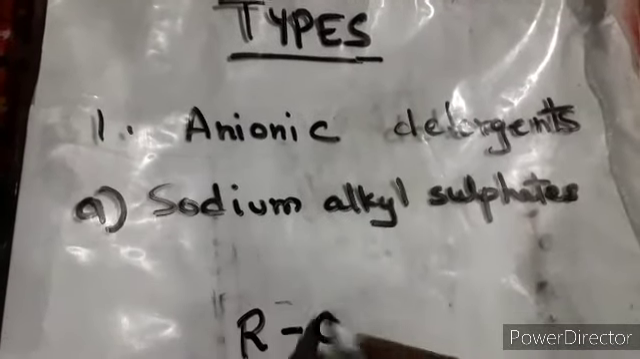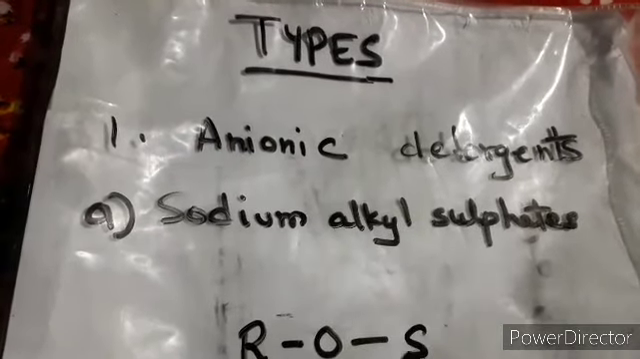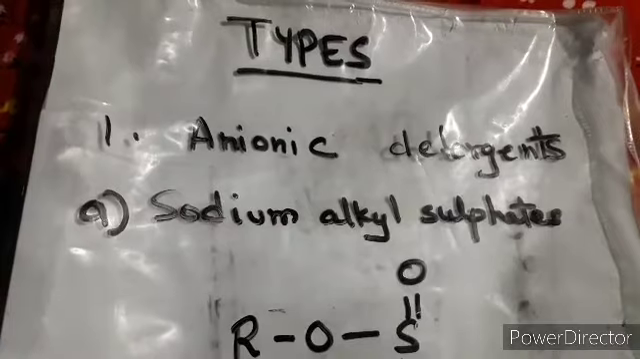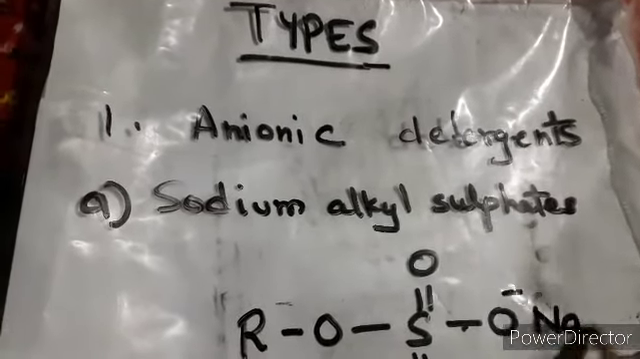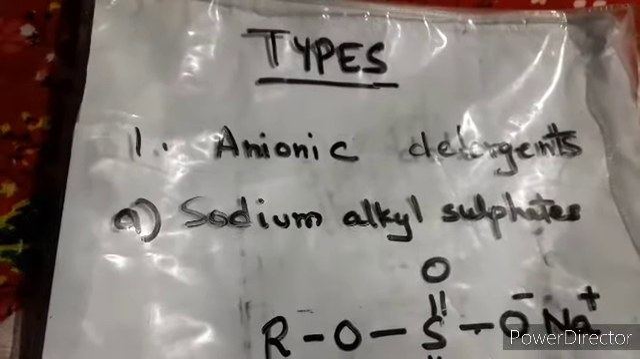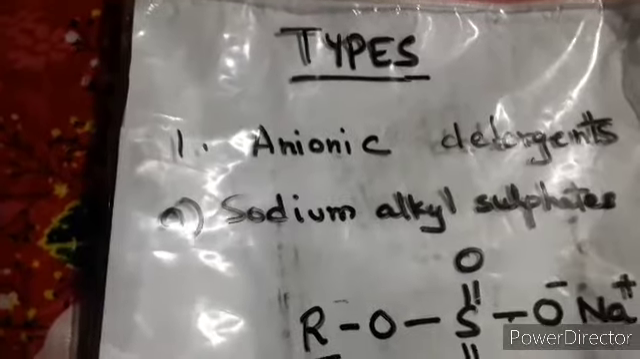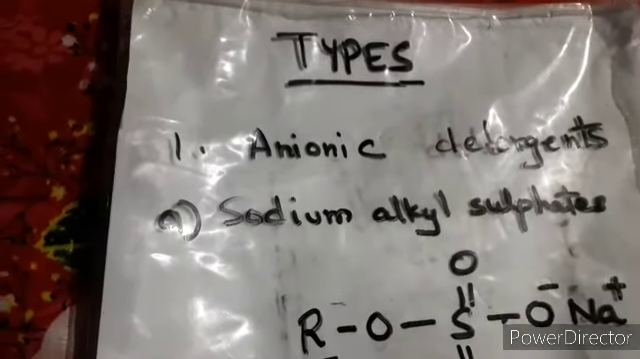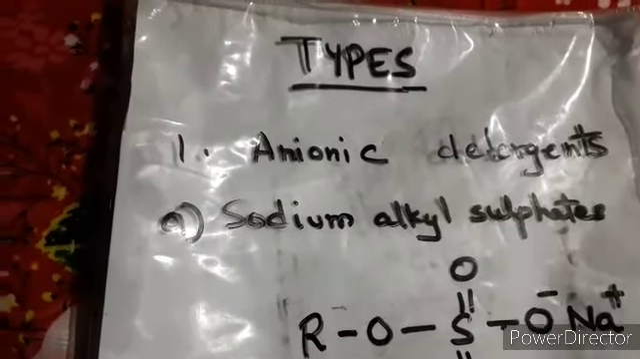This is R single bond O. It's an alkyl group that has been attached to sulfur, which has a double bond with oxygen. Over here again the same, and a single bond O with a negative charge, and Na with a positive charge. So this is the formula of it. It's just a general formula, and this particular R is an alkyl group, and this alkyl group contains about 12 to 18 carbon atoms, right?